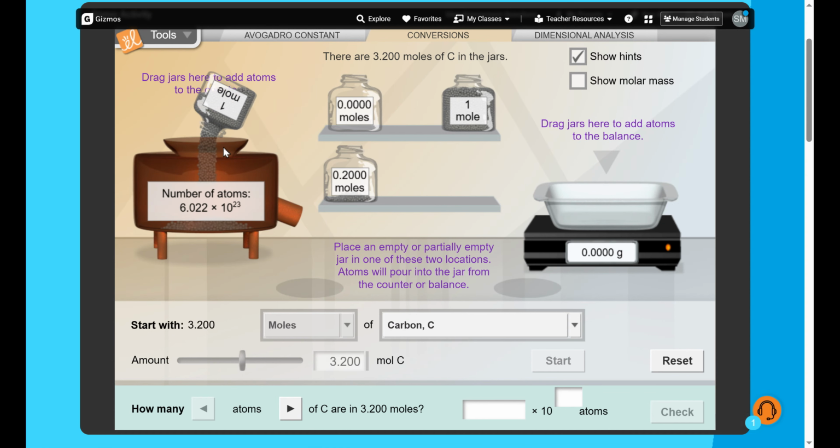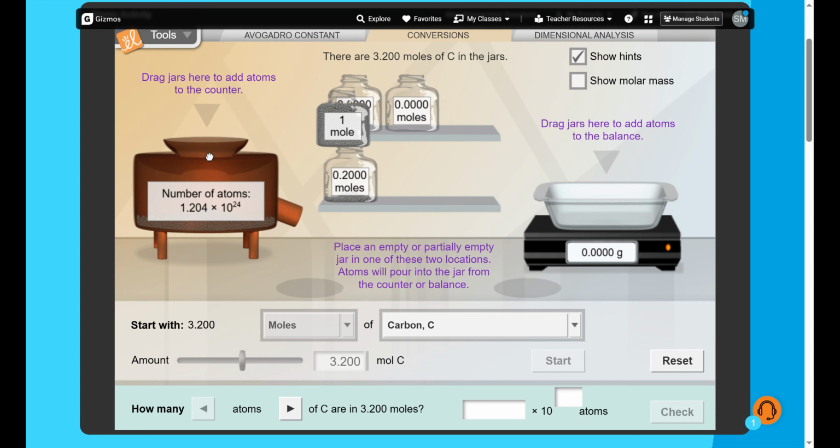We can continue adding jars of carbon into our atom counter, and we find that 3.2 moles of carbon is 1.927 times 10 to the 24 atoms of carbon. So we can use this to help us convert moles of anything into atoms of anything. And we can reset if we like.